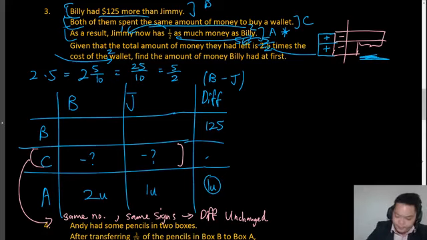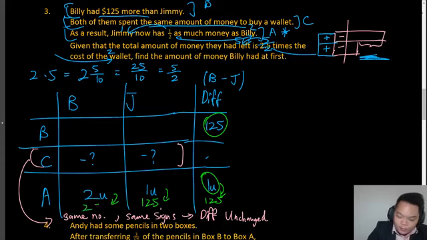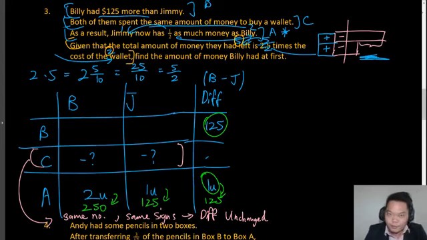So once you have that, we can see that these two are equal. We want to make them the same. If 1 unit is 125, then 2 units will simply be 125 multiplied by 2. Okay, so now we know how much they have at the end. What other information can we make use of? Let's look at it. The total amount of money they had left is 5 out of 2 of the cost of the wallet.